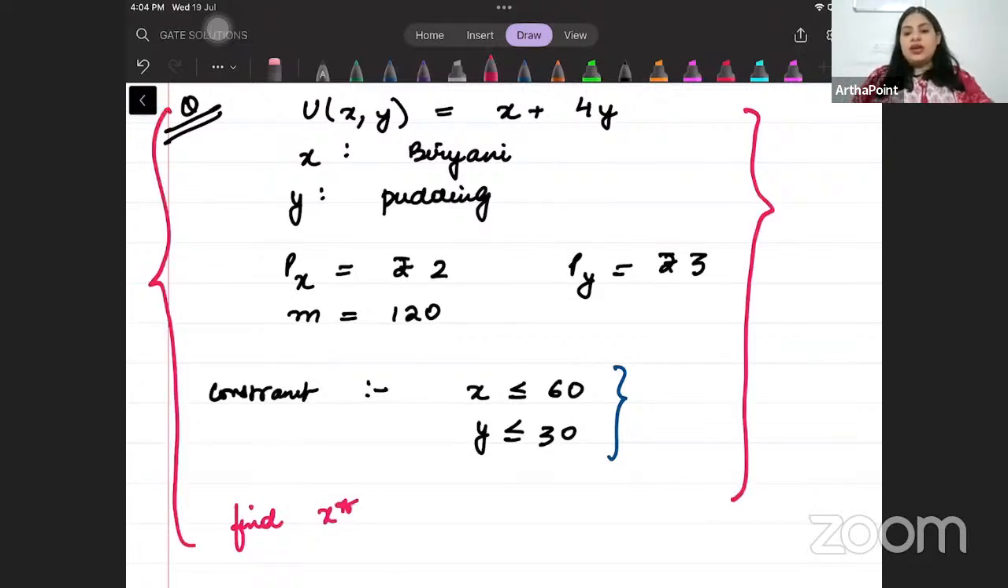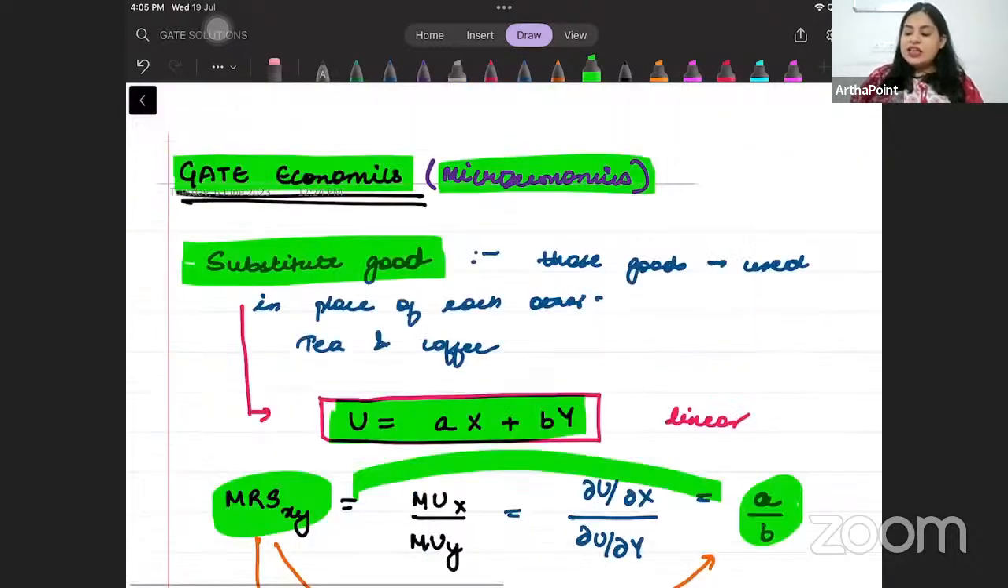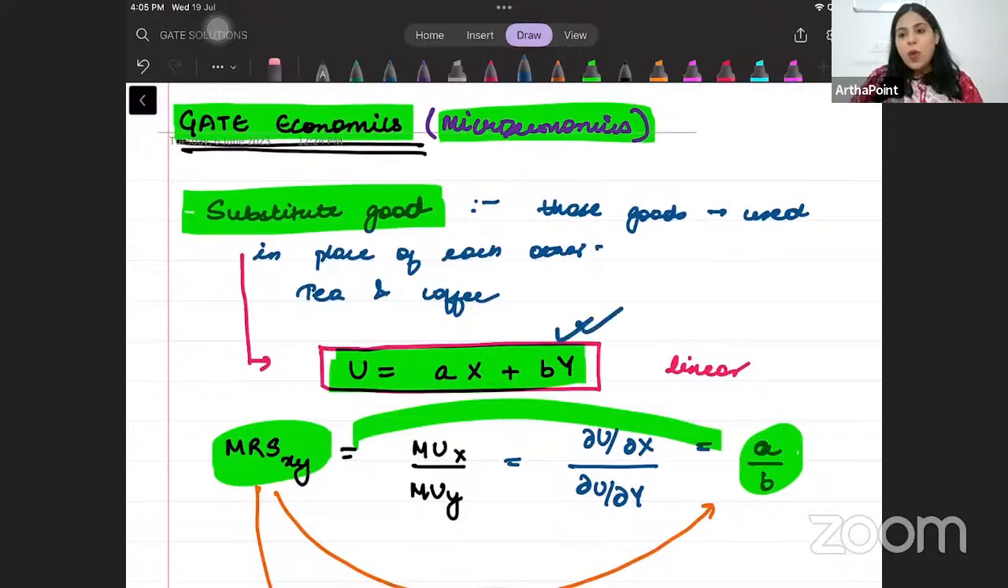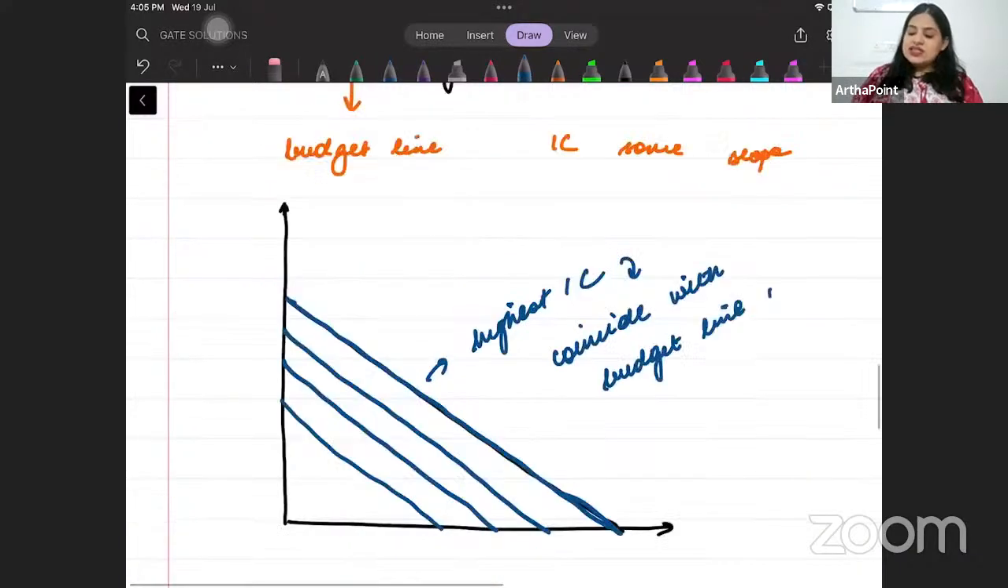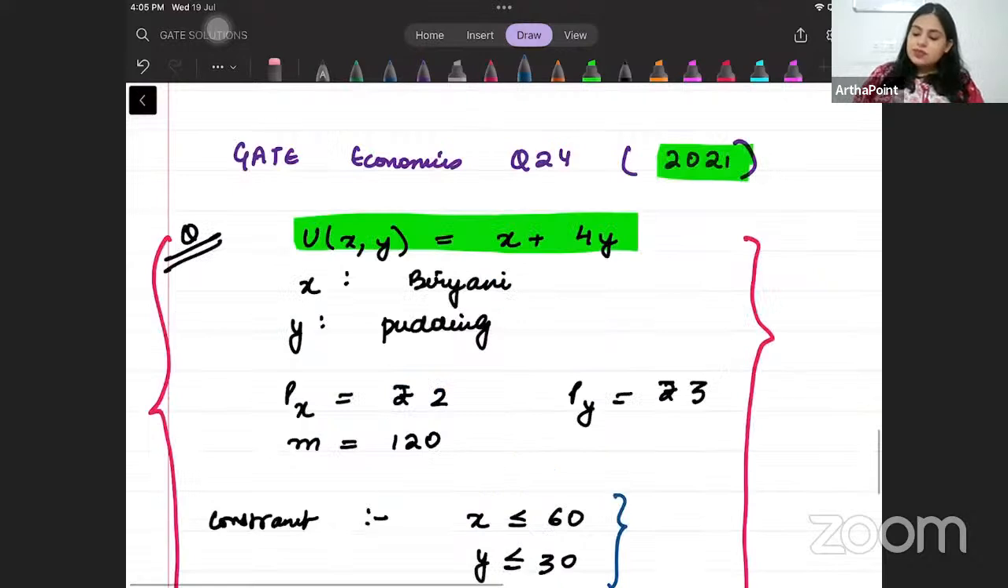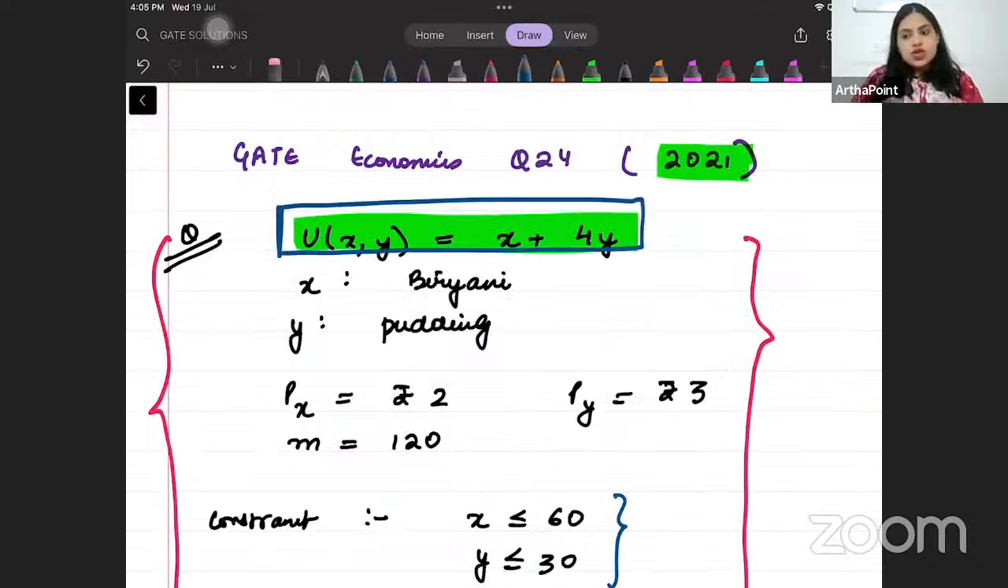Can you see, beta, that this is very similar to the concept I just taught you. This looks like substitute goods. Look carefully at what we have seen. We have seen that substitute goods are linear functions, ax plus by. And when I go back and see, this is exactly that, ax plus by. So first of all, I have identified that these are substitute goods.